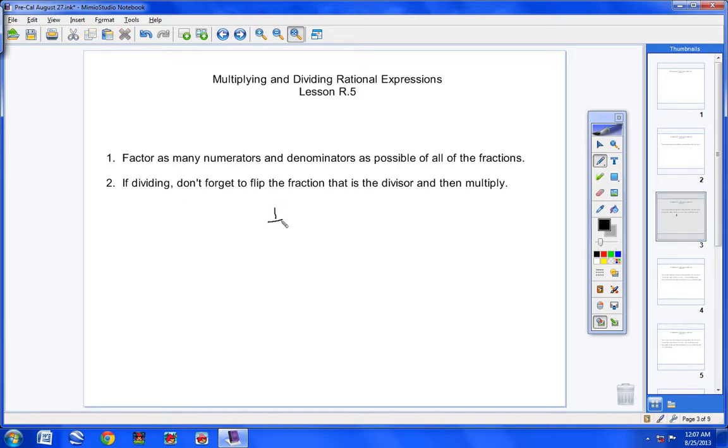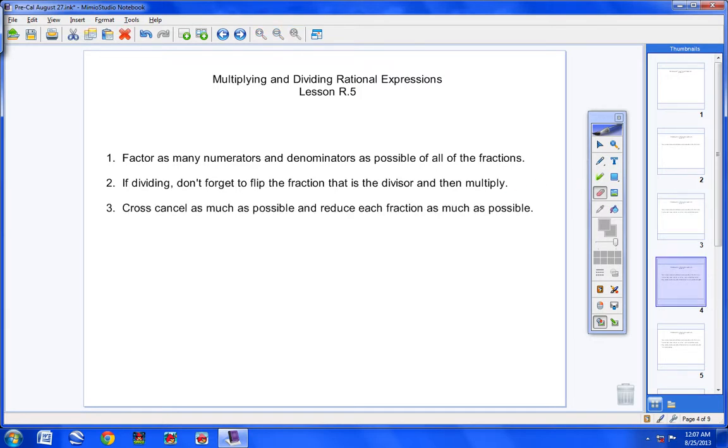For example, if I have 1/2 divided by 3/4, the second fraction is my divisor. You should have learned a long time ago that you flip the second fraction and you then multiply. That's what I'm referring to in step 2. Don't forget, if you're dividing, you've got to flip the second fraction, we call it the divisor, and then multiply. Moving on to step 3, cross cancel as much as possible.